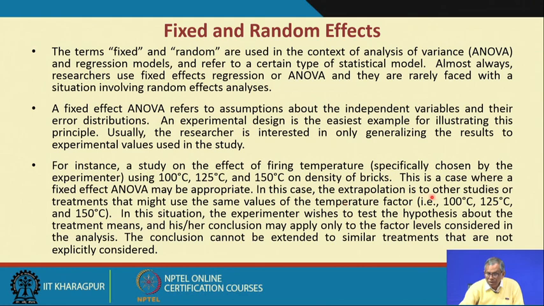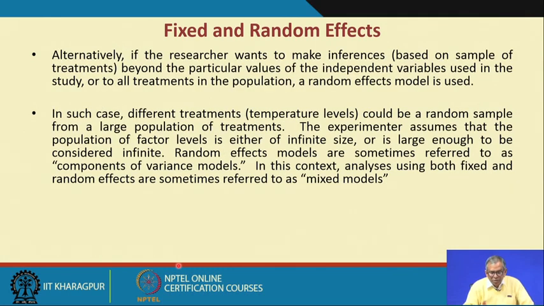In this case, the extrapolation is to other studies or treatments that might use the same values of the temperature factor. That means, when extrapolation to other levels is required, you may go for the random effects analysis. So the 100, 125 and 150 degrees Celsius, these three temperature levels you consider. Now, in this case, the experimenter wishes to test the hypothesis about the treatment means, and his or her conclusion may apply only to the factor levels considered in the analysis. Is it okay? That means you are saying this system will continue, only these three levels I need to consider. The conclusions cannot be extended to similar treatments that are not explicitly considered. Is it okay? So then in that case you have to go for the random effects model. Here we are referring to the fixed effects model.